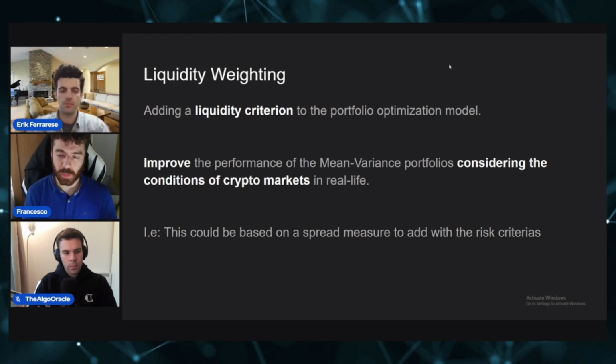And so we're going to explore how we can improve the performance of our strategy, considering this condition of the market and the liquidity of the assets. For example, we can add to our risk criteria a module based on the spread and the liquidity there is for each asset. That's because we need to factor in all the different frictions that you get while trading these assets, and liquidity is one of them.